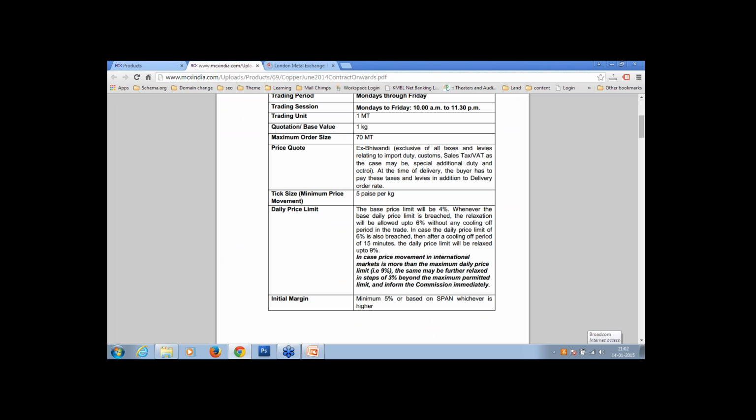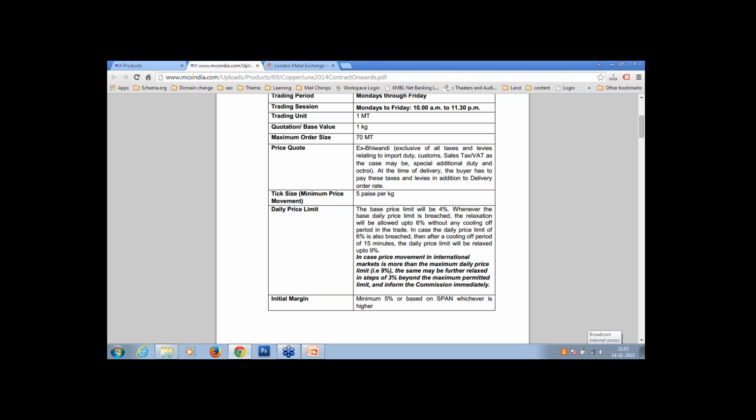What will be the daily price limit? Now I tell you one thing, every exchange has this facility, daily price limit. What is this thing? This actually saves traders from a lot of mishappenings. The exchange says, the MCX says, if the price will fall below 4%, the relaxation will be allowed up to 6% without any cooling off period. In case the daily price limit of 6% is also breached, then a cooling off period of 15 minutes will be provided.